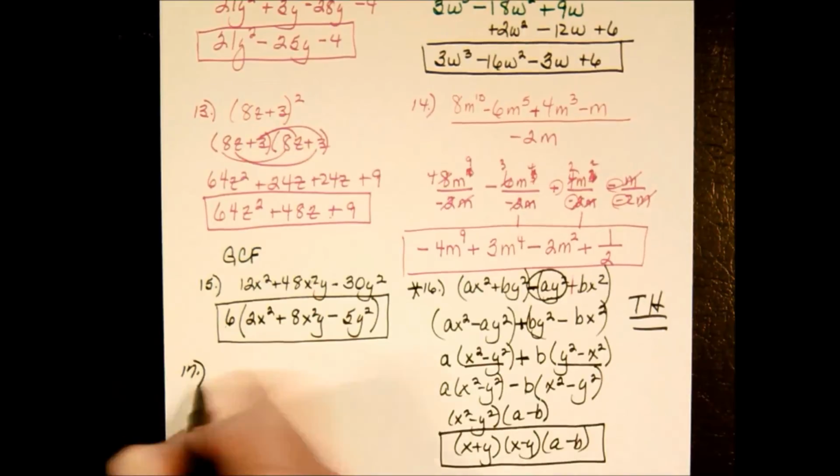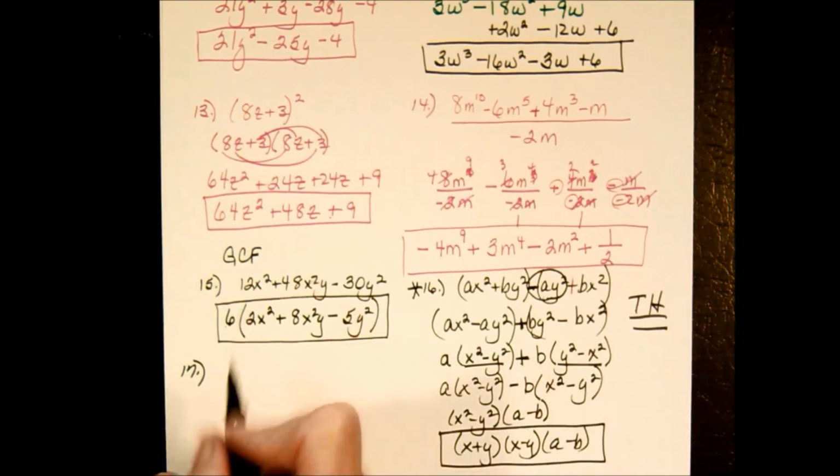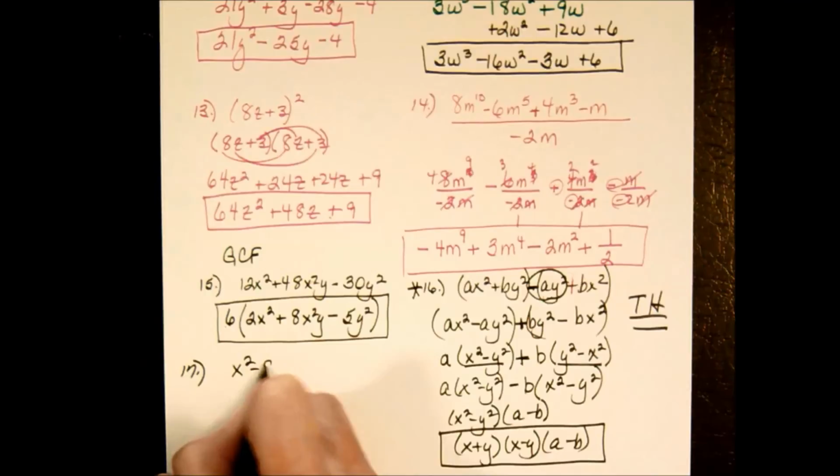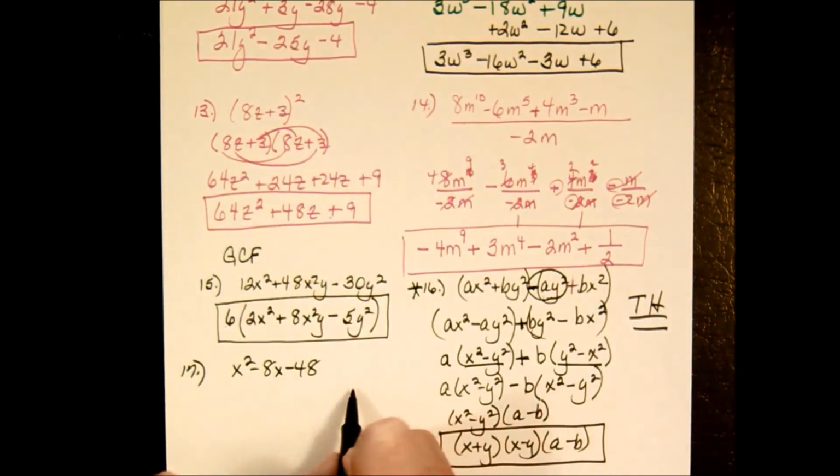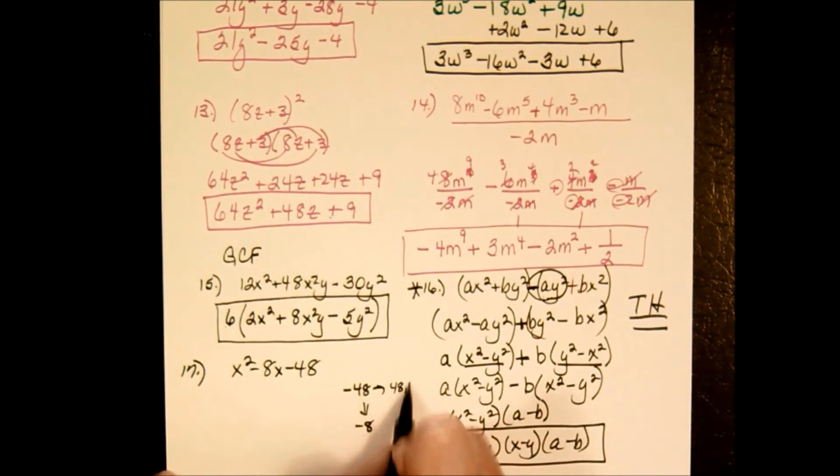Number 17, we have x squared minus 8x minus 48. That is a trinomial, short process. So because of the 1, I'm looking for factors of negative 48 that combine to make negative 8. Well, 48 has a lot of factors. There's 48 and 1, 24 and 2, 12 and 3. We've got 6 and 6. I've got 4 and 12, and I think this is where I can get my 8.